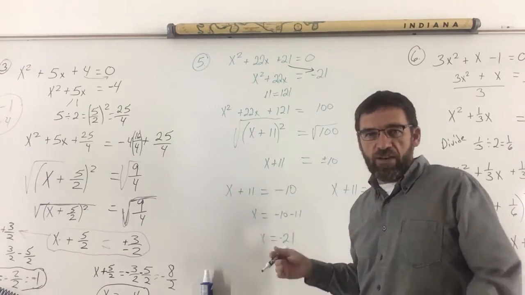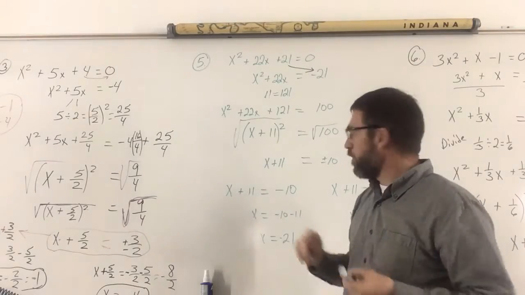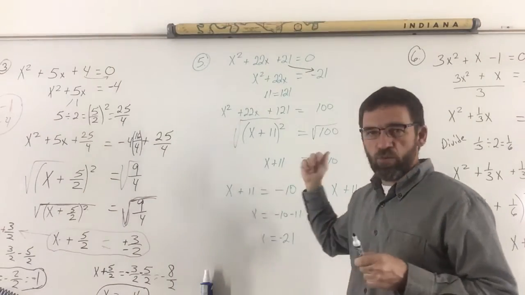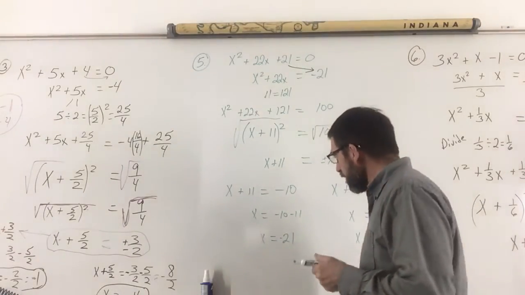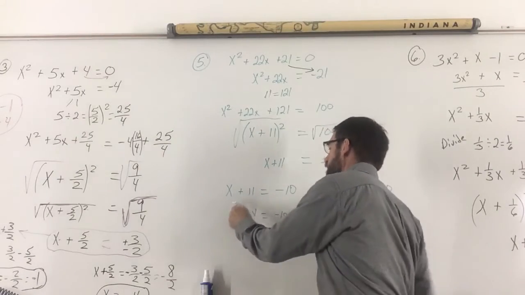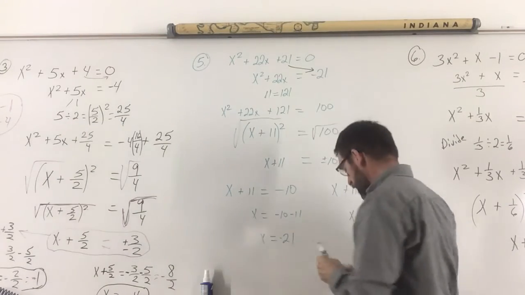Now I'm ready to work it out in my two separate equations. One time with positive 10 and the other time with negative 10. Here we go. x plus 11 equals negative 10. Let's try the negative first.